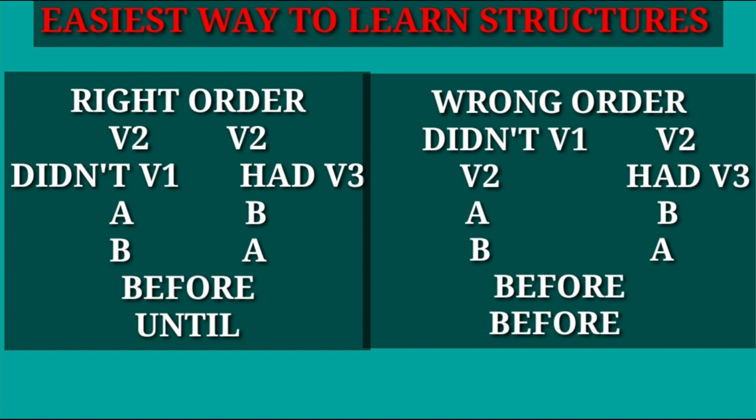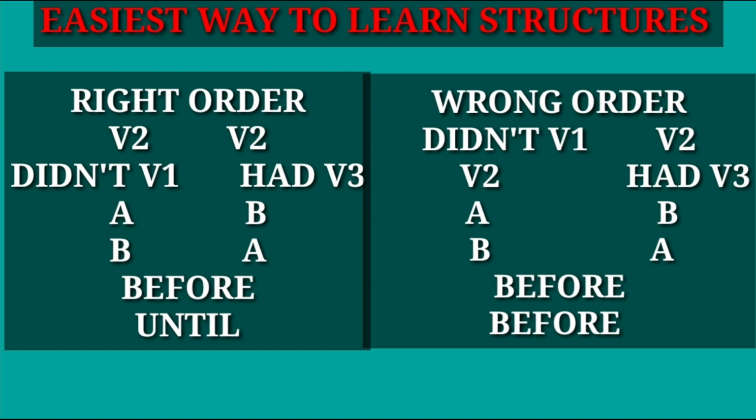Now for wrong order structure. In the first line, we use didn't V1 and V2. In the second line, we use V2 and had plus V3. In the first line, we use A, the first task done, and B, the second task done. In the second line, we use B, the second task done, and A, the first task done. In the first line, we use before, and in the second line, we use before.